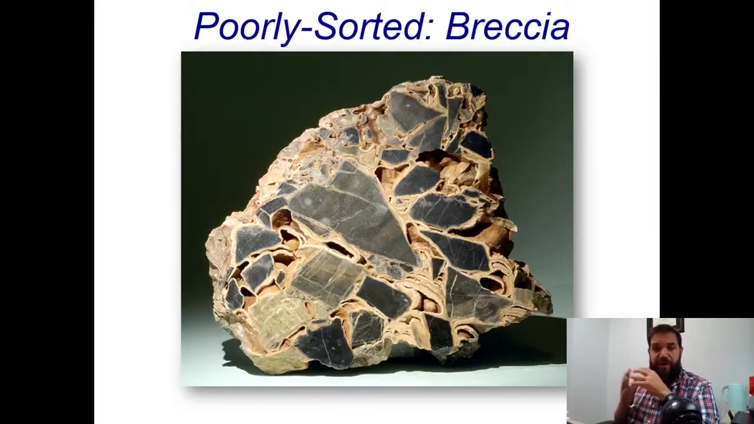Here's a beautiful breccia. Okay, why is it a breccia, not a conglomerate? Look at how angular the grains are. Do you see the angular pointy edges here? That means it's a breccia, not a conglomerate. A conglomerate's going to have nice, well-rounded edges.